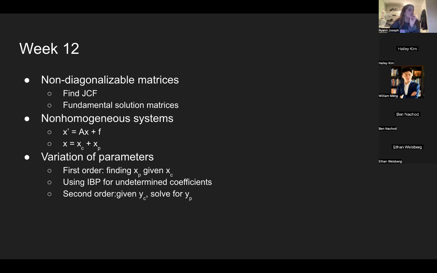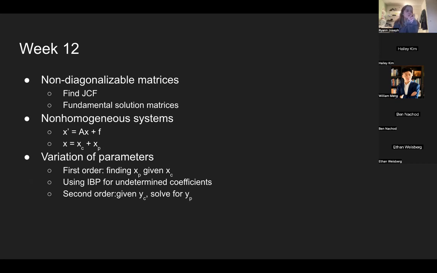Okay. Non-homogeneous systems are the other component of week 12. It's not x prime equals Ax anymore, it's x prime equals Ax plus f. And what we do with that f term, like we mentioned earlier, is that the entire solution set is the sum of the complementary solution and the particular solution. Even with systems, we solve for the homogeneous component and then the particular solution, add them together, and that forms our final solution.